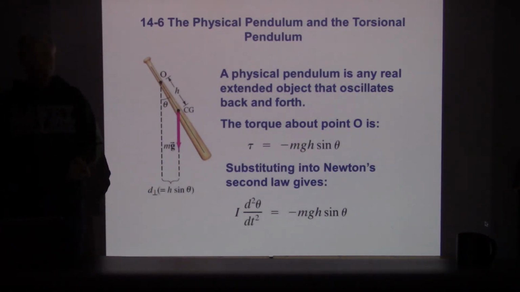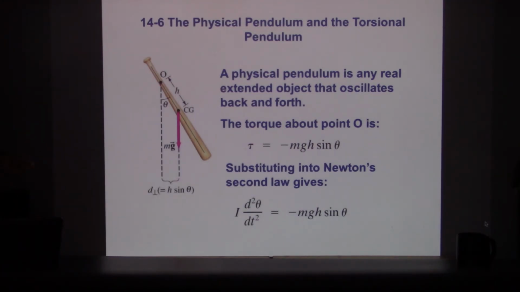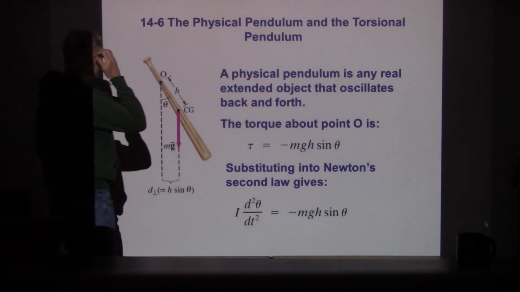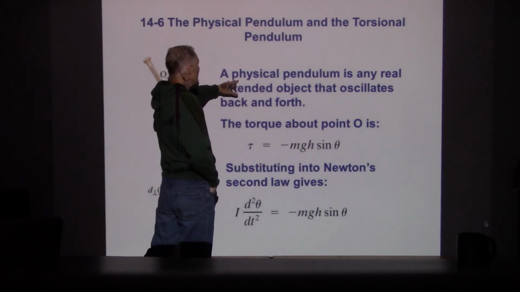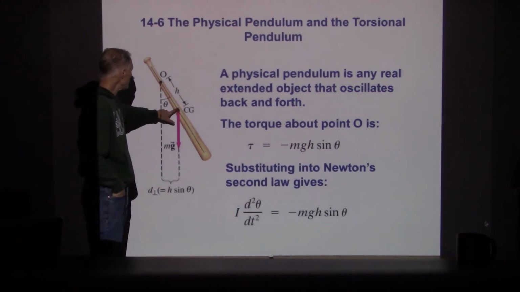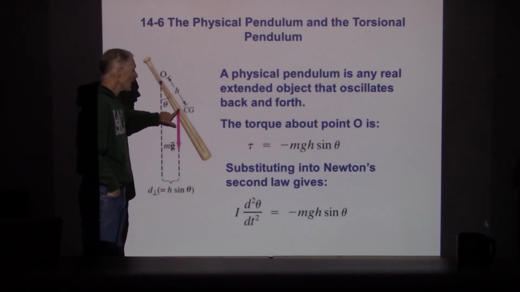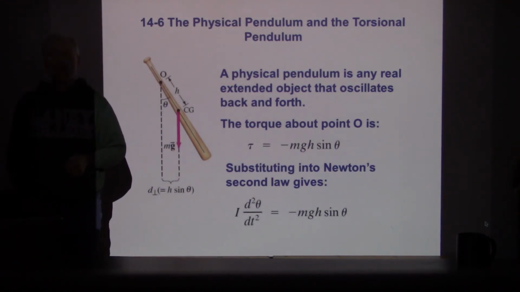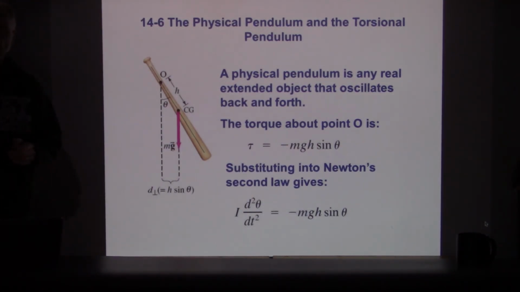Anything that's not a simple shaped pendulum is referred to as a physical pendulum. So this is called a physical pendulum, and the difference here is instead of using forces and mass, we have to use torques and rotational inertias. You go, oh, it's chapter 10 all over again. It was pretty traumatic when we went through chapter 10.